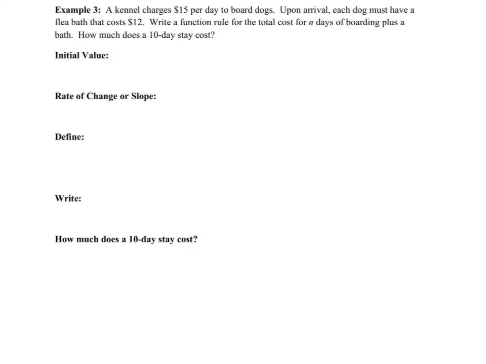So let's look here. We know it charges $15 per day. And we know each dog must have a flea bath, which costs $12. So our initial value, no matter what, each dog needs a flea bath. So our initial value is $12. So no matter how many days the dog stays there, they have to add a flea bath, which costs $12. Remember, your initial value is your B. Okay, so our rate of change, or our slope, which is our M value. Our rate of change is the amount of days. So it's $15 per day is our rate of change, our slope. All right, so we identified our M and our B.